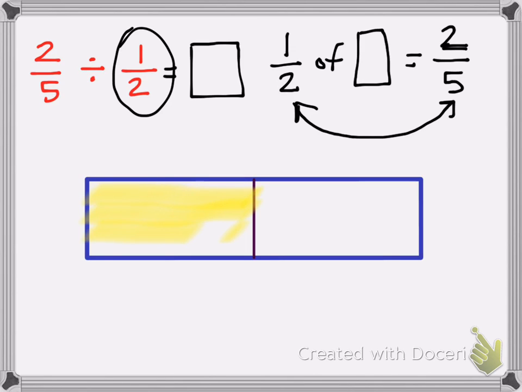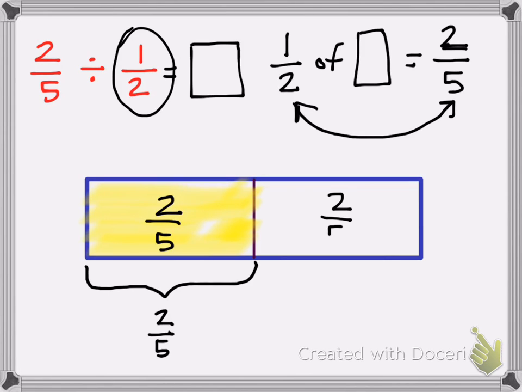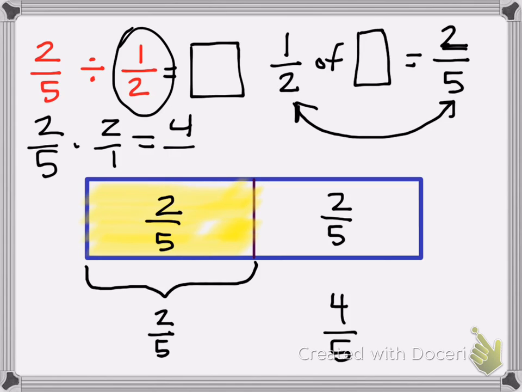So there's 1/2, and then I remember, hey, wait a minute. I remember that whatever this is equal to 2/5. So if that one box is worth 2/5, then I know that the other box is worth 2/5, and if you add them together, you get 4/5. Check the algorithm. 2/5 times 2/1 is 4/5.